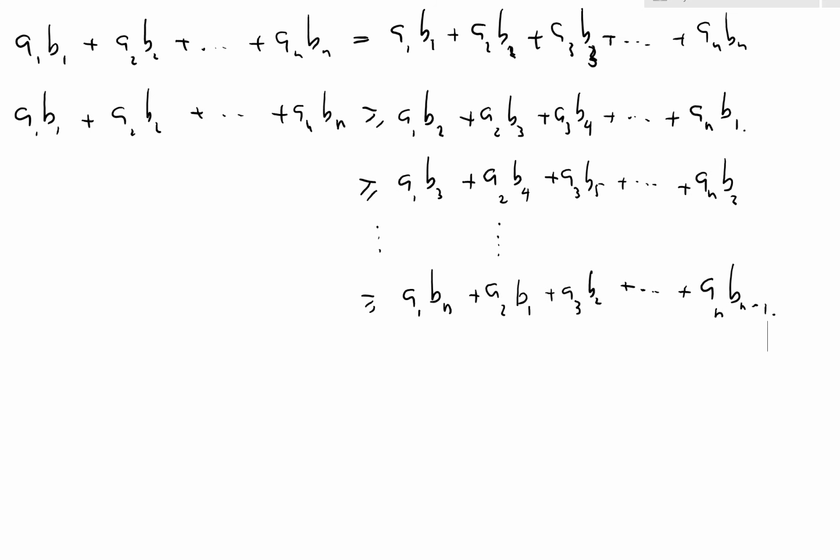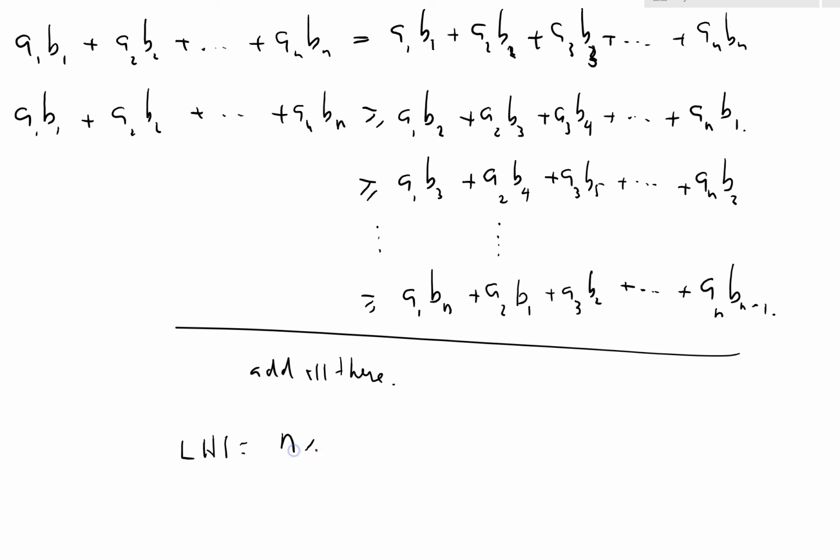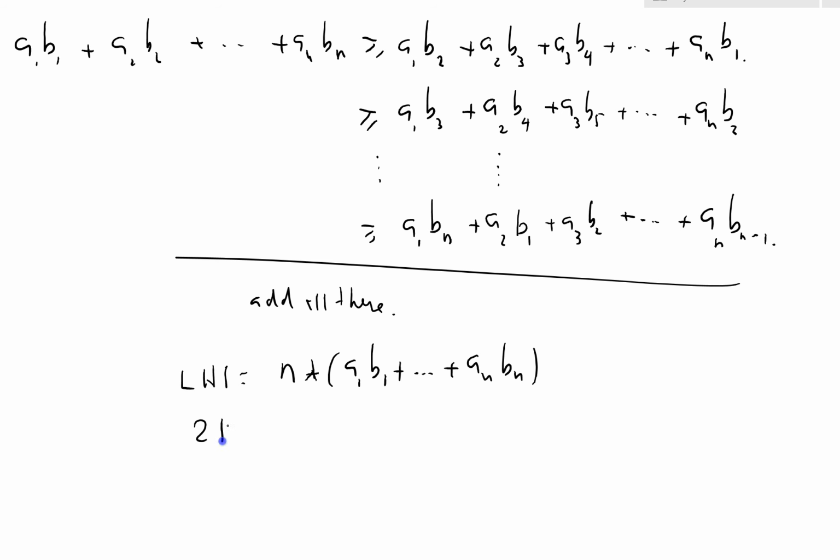Okay. So the left-hand side, I'm going to add all these up. I'm going to take a sum. And this sum of the left-hand side equals n times (a1b1 plus all the way through to anbn). And we know that the left-hand side is going to be greater than or equal to the right-hand side. What's the right-hand side?